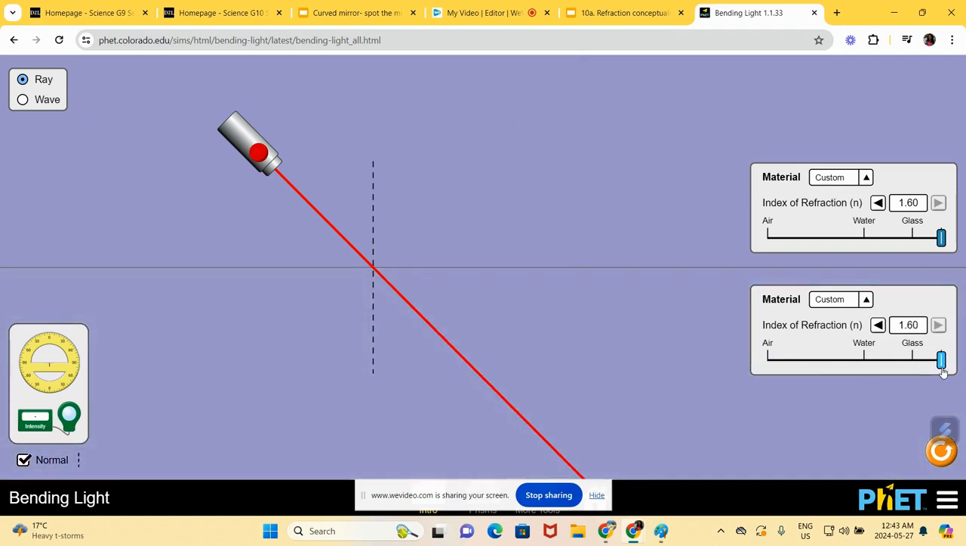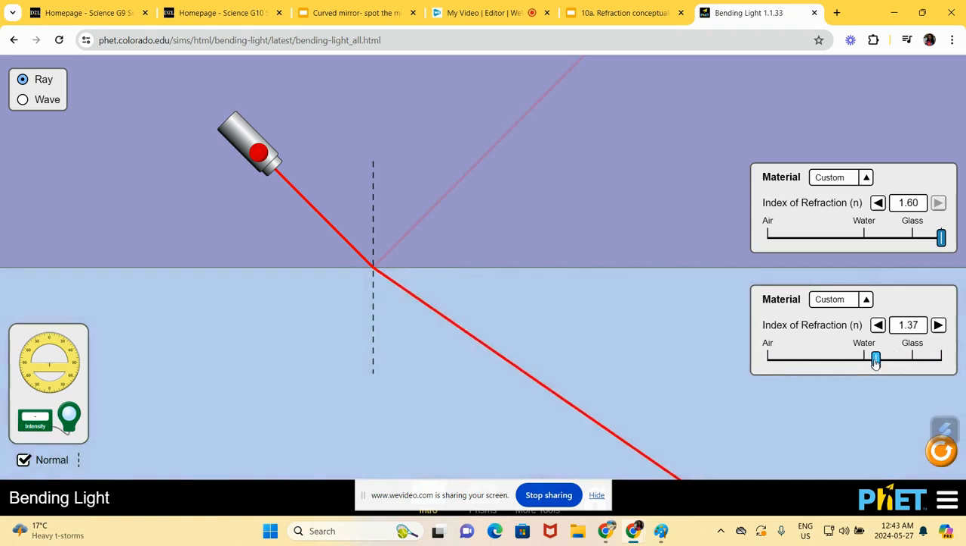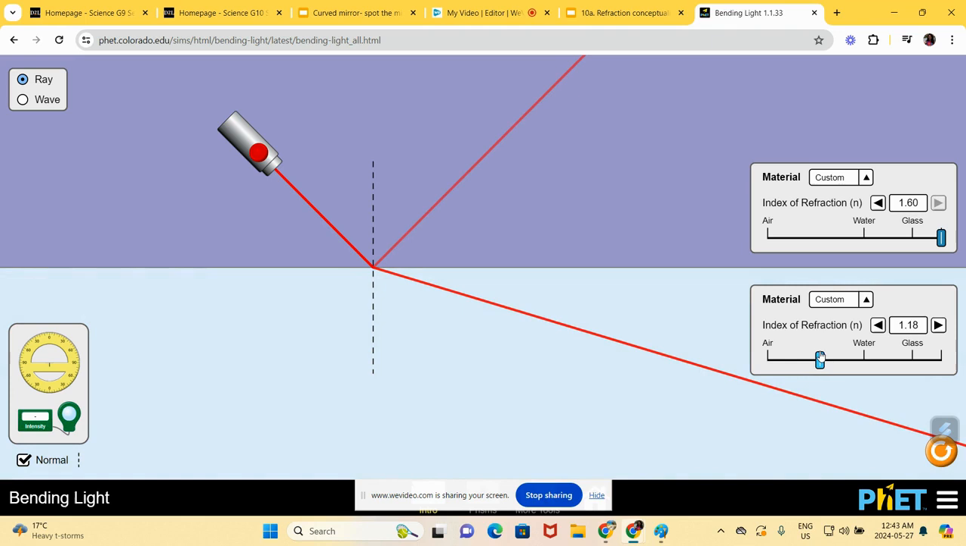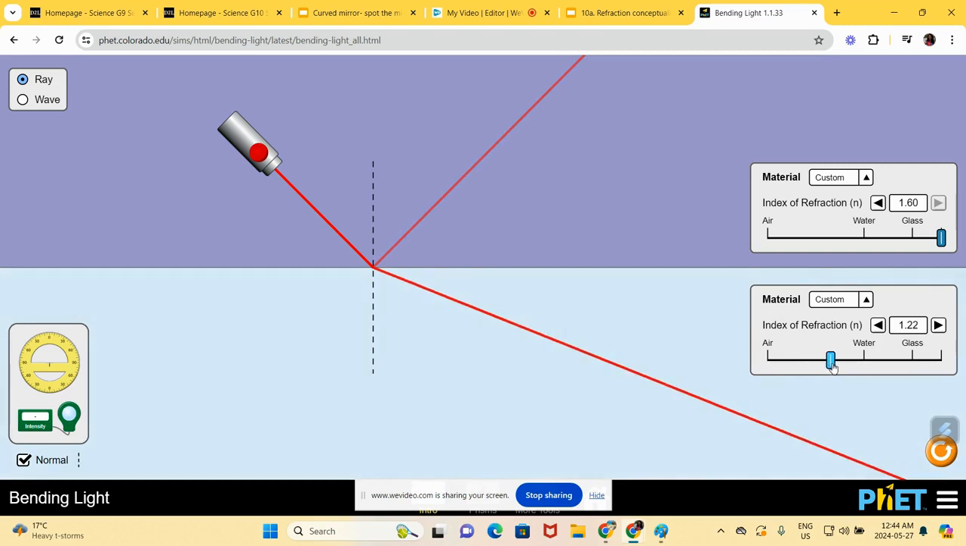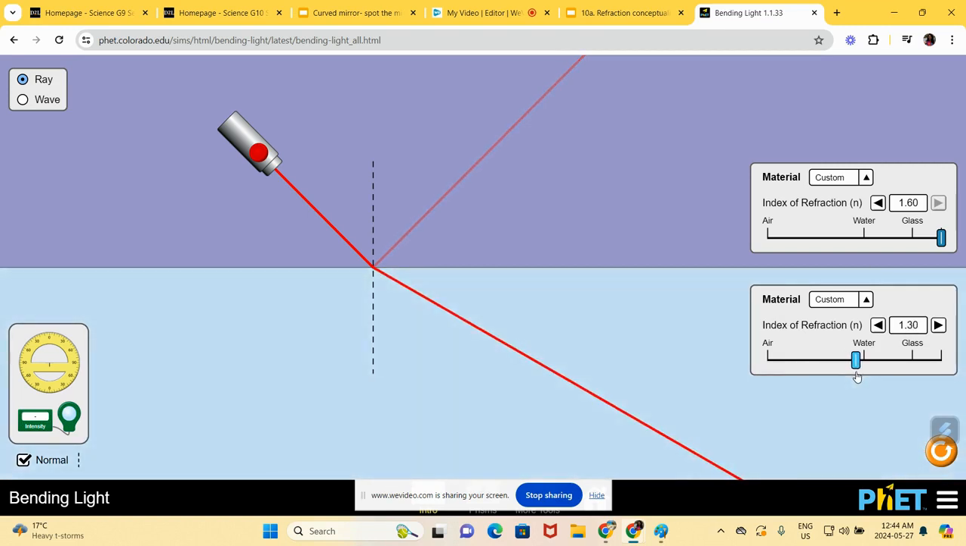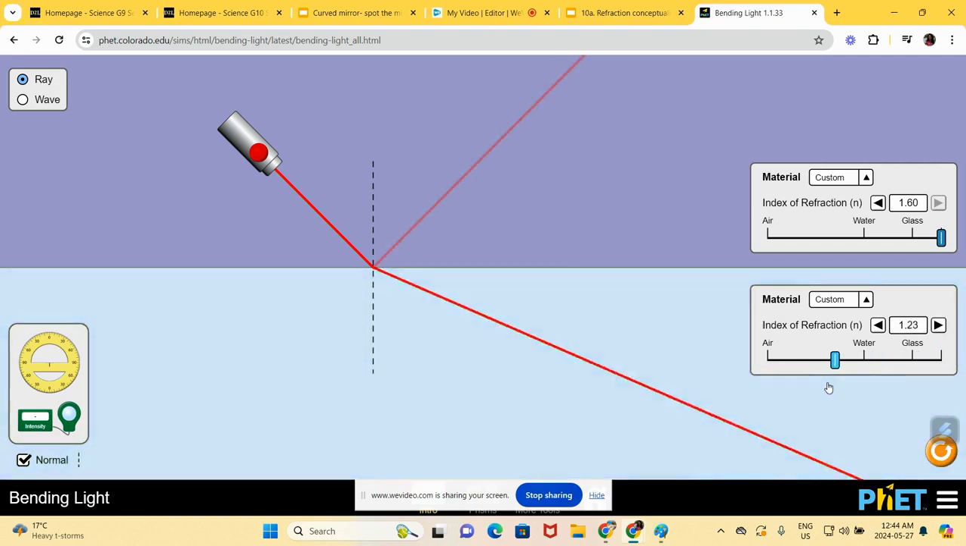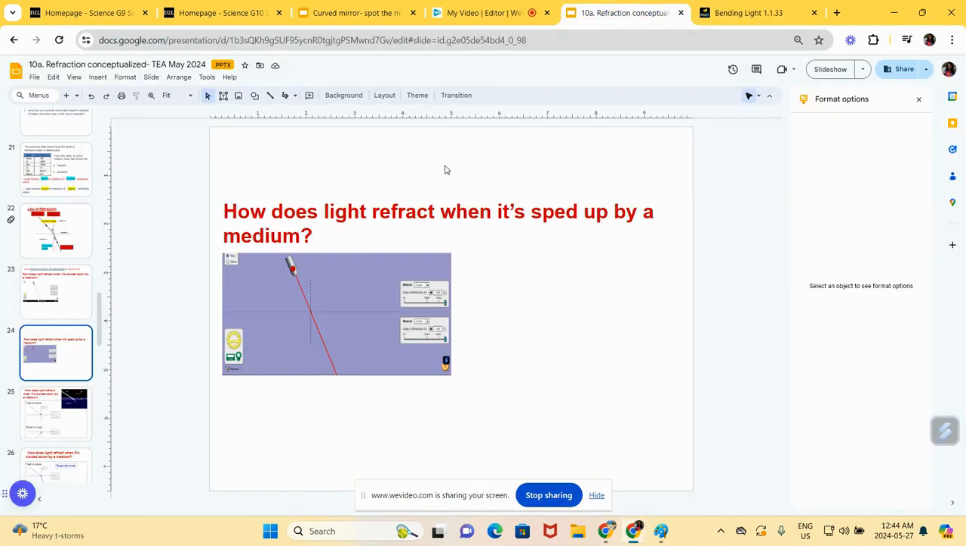Okay, so once again, as the light is sped up, what happened to the refracted ray? Did it go towards the normal or away from the normal? Draw your conclusion here.